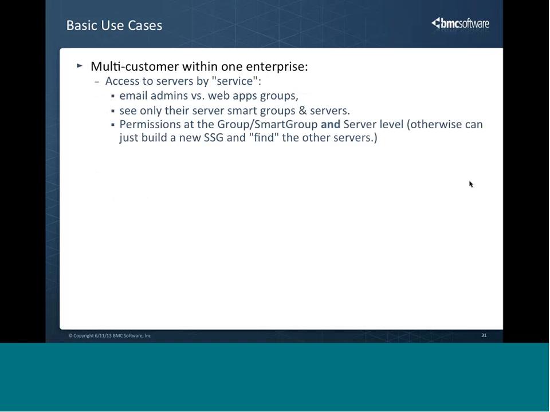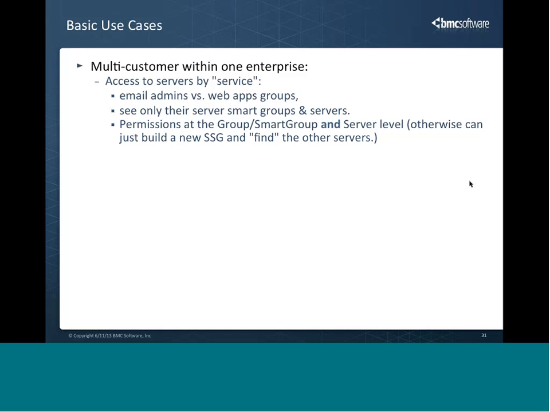Permissions for this are usually managed at both the group and smart group level and at the server level. So just because you give somebody access to a specific subset of server smart groups or server groups, you need to make sure to also set those permissions at the server level. Otherwise, the users can just build a new server smart group and they'll find those other servers. We've seen this happen in a number of cases. It's some great hygiene to be careful with how you're setting up your permissions on your servers.